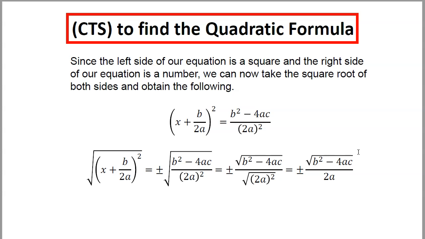Since the left side of our equation is a square and the right side is a number, we can take the square root of both sides. So we have the square root of quantity x plus b over 2a, quantity squared, equal to plus or minus the square root of the fraction b squared minus 4ac over quantity 2a squared. The square roots can go over the numerator and the denominator separately, and this simplifies to plus or minus the square root of b squared minus 4ac over 2a. We take the square root of quantity 2a squared.